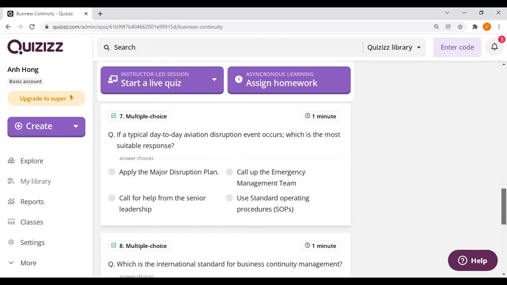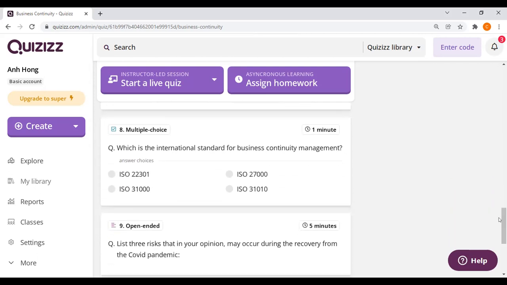So this is back to that four level question. Now you remember we talked about types of event and we talked about types of response. If a typical day-to-day aviation disruption event occurs, so normal business as usual disruption, which is the most suitable response? Do we use SOPs? Do we use the emergency team? Do we call in the help of a senior leadership team? Or do we pull out a major disruption plan? So I think you should all get that.